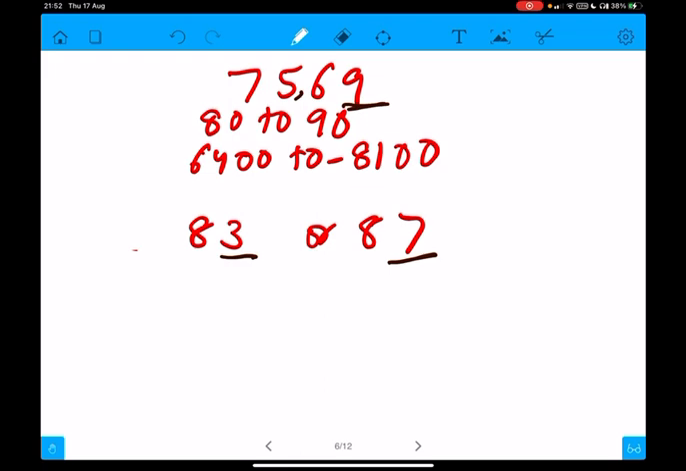Now if you see here, 7,569 is closer to 8,100 than to 6,400, and hence this number has to be 87. So the last digit has to be 7. Had it been closer to 6,400, it would have been 83. Since it's closer to 8,100, it is 87. So 87 is the right answer.